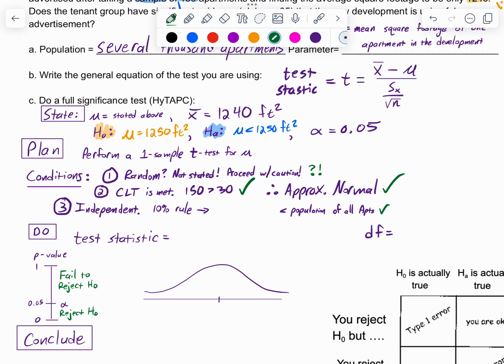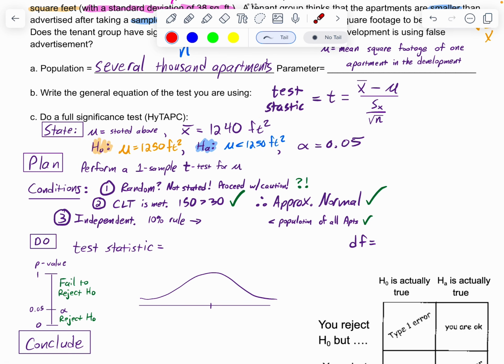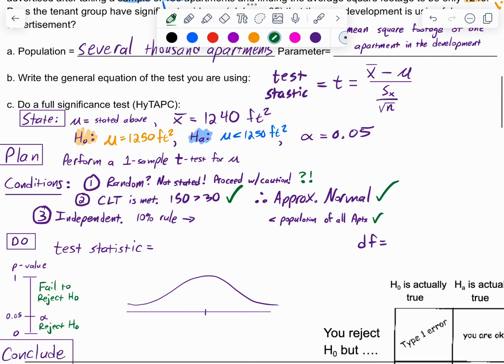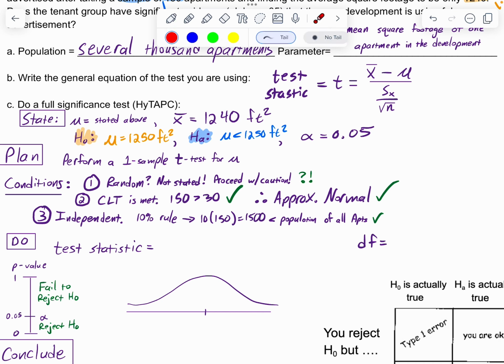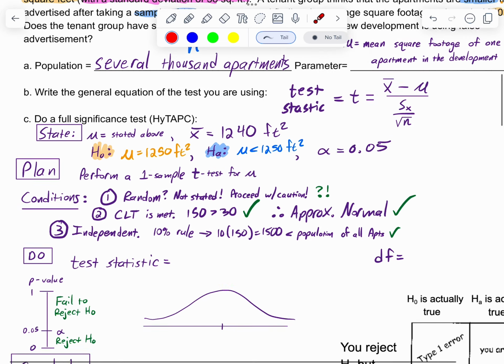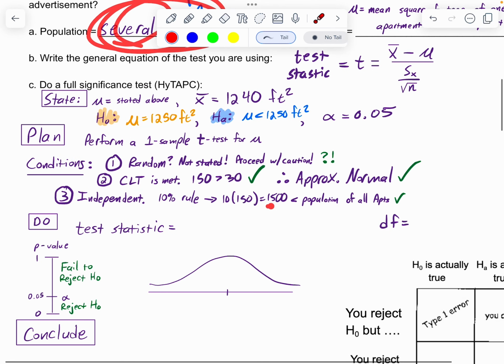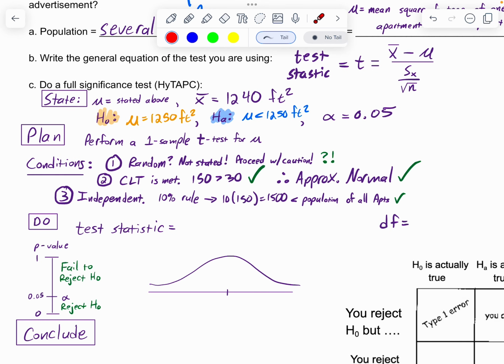So check. Number three, is this considered to be independent samplings? The 10% rule simply says take your sample size and multiply it by 10 and then compare that to the population. So 10 times 150 is 1500. That is less than the population of all the apartments because it said the population was several thousand. So this is not several thousand, okay? So we satisfied all three conditions.